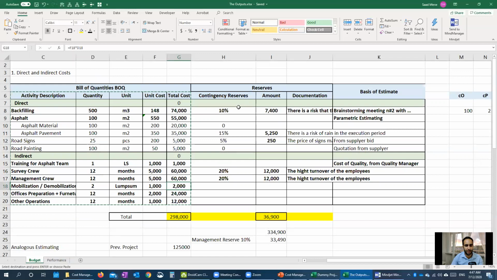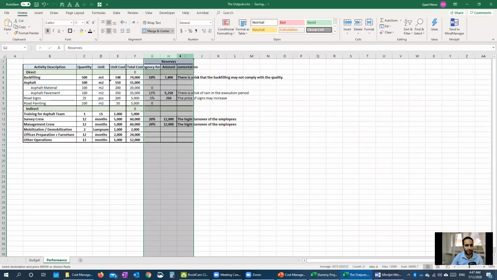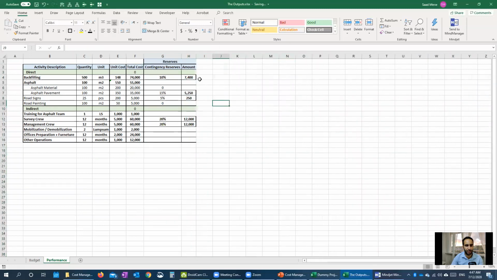What we can do here is go and check the reserves again. If the reserves are still applicable, we can move them all to here. So let's assume that the reserves are still here. And in this case, we don't need the documentation, or we can hide it for now. We don't use it.